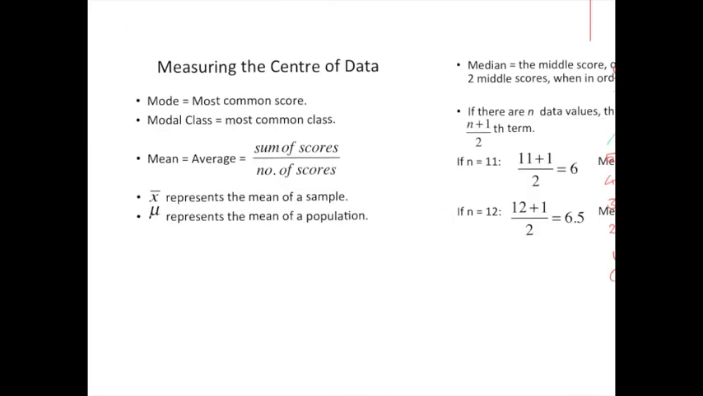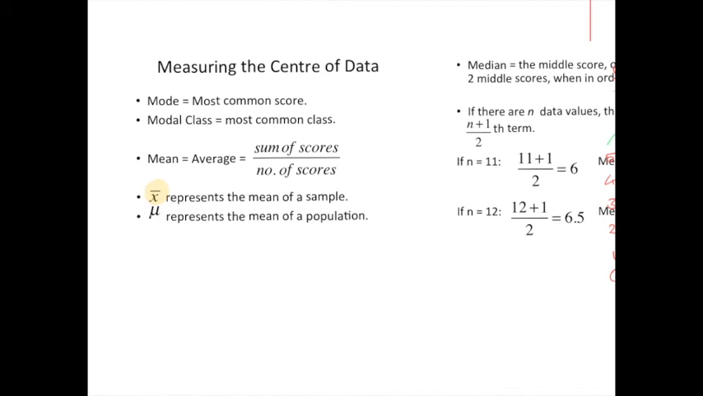So measuring the center of data, you know this. The mode, most common score. Modal class, most common class. The mean is just the average. Now, this is some new notation that you may not have seen before. X with a line on top is another way to write mean. So instead of writing the word, you just do X with a line on top. And again, X is generally what's used to represent the data. So it's the data mean. So yeah. Now, it says it represents the mean of a sample.